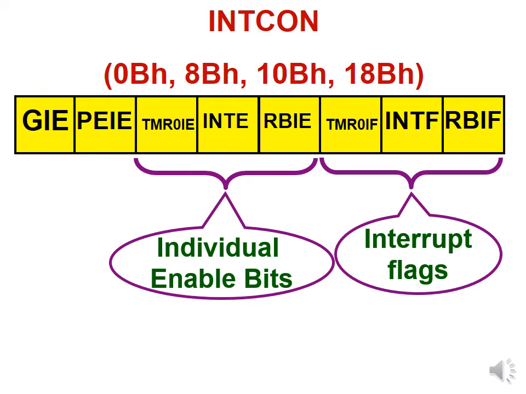RBIF is the interrupt flag for port B on change interrupt. INTF is the interrupt flag for external interrupts. Timer 0 IF is the interrupt flag for timer 0 on timeout interrupt. RBIE is the interrupt enable bit for port B on change interrupt. INTE is the interrupt enable bit for external interrupts. Timer 0 IE is the interrupt enable bit for timer 0 on timeout interrupt.